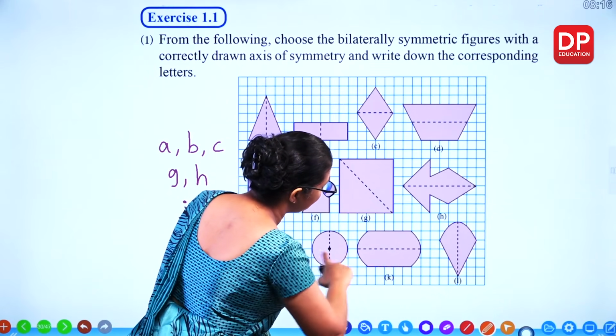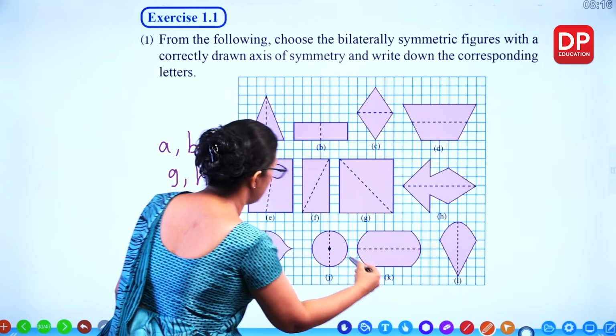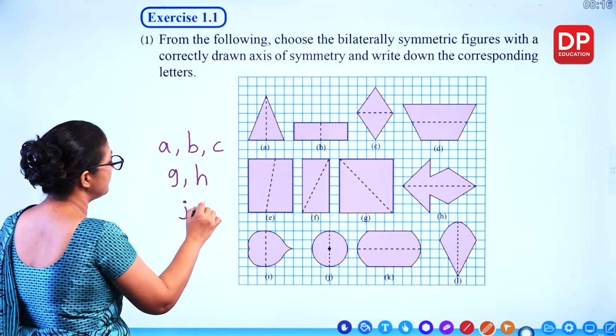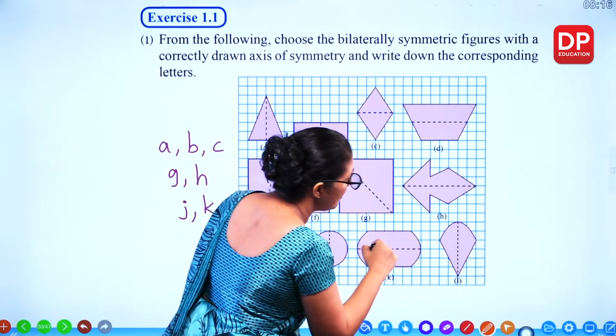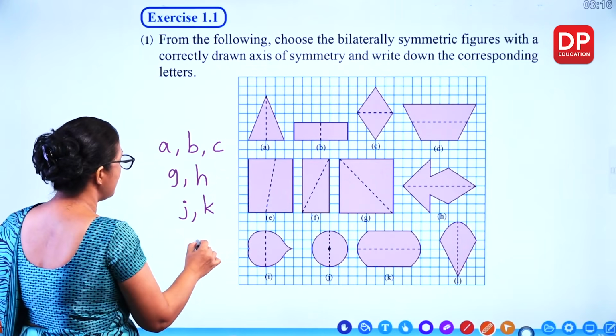What about this one? Yes, same side. So K, and here, yeah, this is the line of symmetry. That's L.